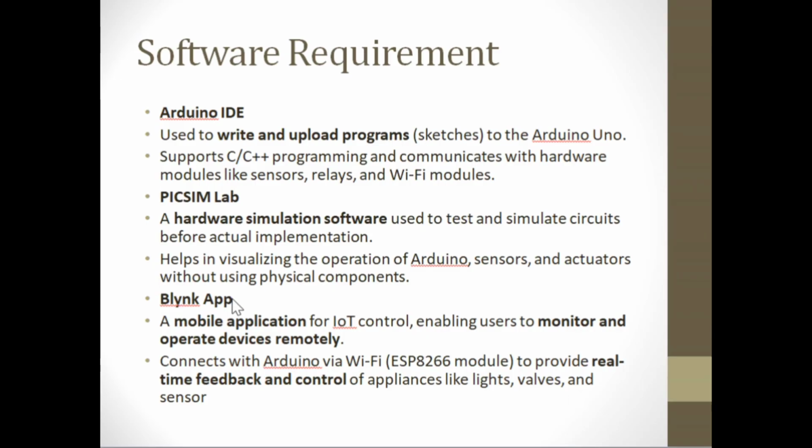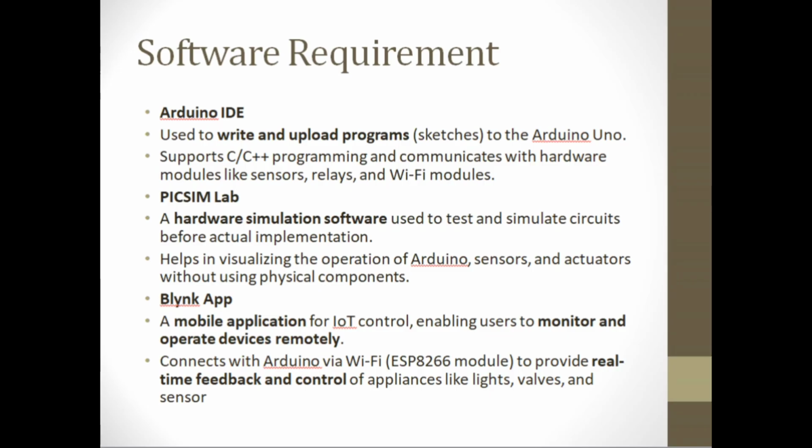And this is Blynk. It is a mobile application for IoT control, enabling users to monitor and operate devices remotely. It connects with the Arduino Wi-Fi ESP8266 module. This is the Wi-Fi module that provides real-time feedback and control for applications like lights, valves and sensors. By using these three software only, the IoT project is done.